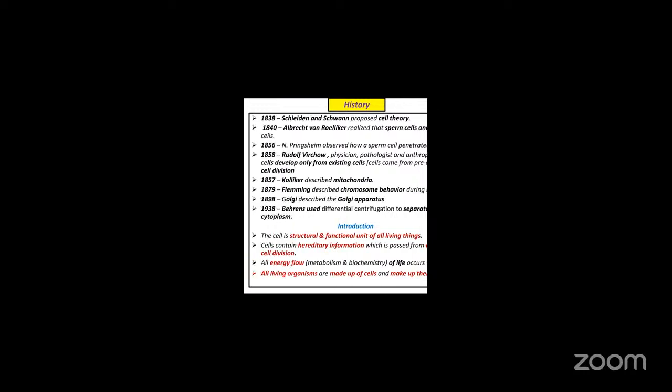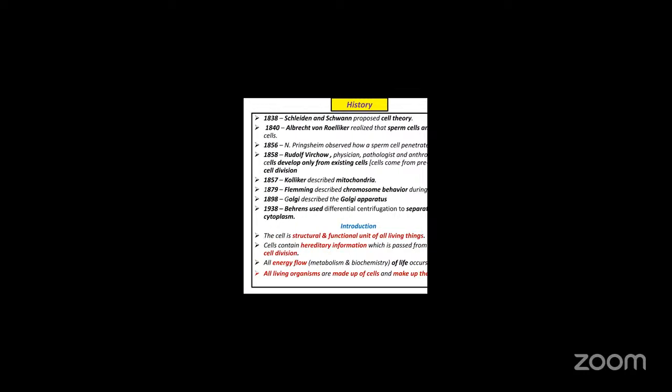Now, next, coming to the introduction, the cell is a structural and functional unit of all living things, as I have told earlier. And the cells contain hereditary information which is passed from cell to cell during the cell division. You all know that whatever characters are inherited from the parent to the offspring are passed on from one generation to another generation. That is nothing but through the cell. So it is passed from cell to cell during the cell division.